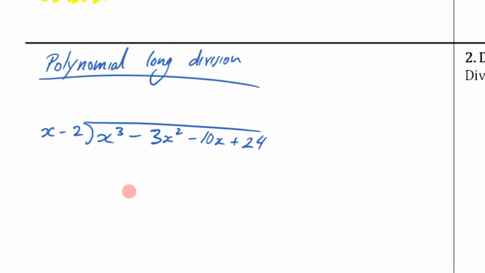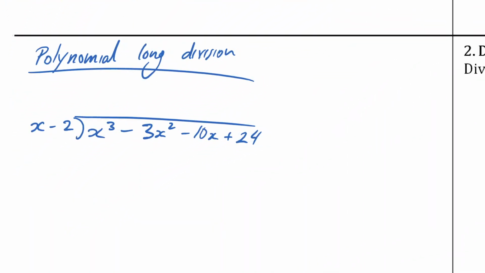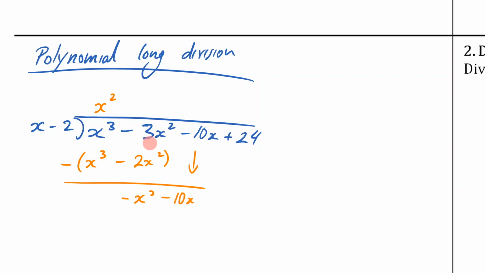Perfect. Let's now zoom in. Remember, by doing this, we're going to find our other factor. So I'm going to get x squared here. This is going to be x cubed, negative 2x squared, in brackets, minus. This is going to be x squared, minus x squared. Then I'm going to carry down this negative 10x. This is going to be negative x, negative x squared, positive 2x.